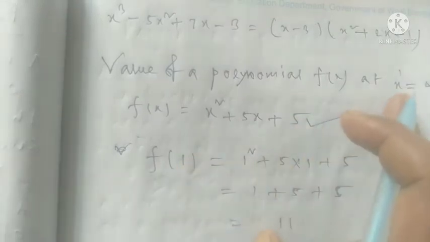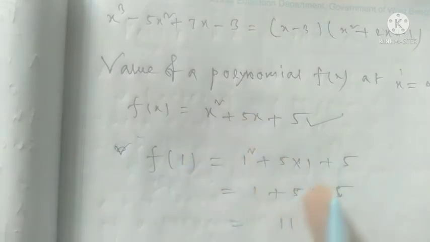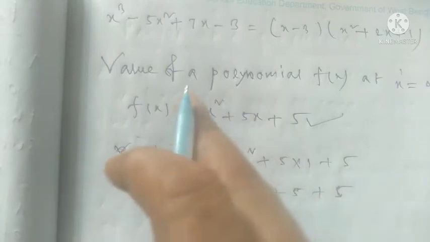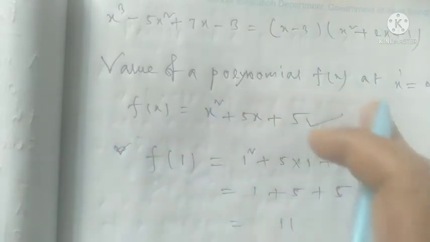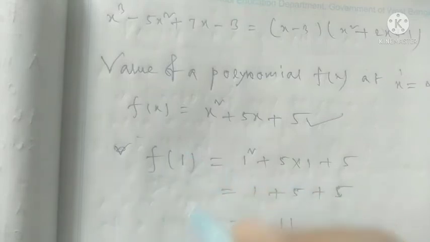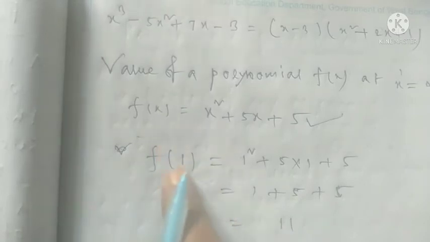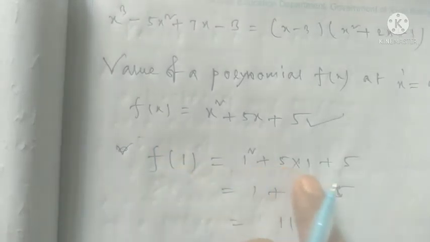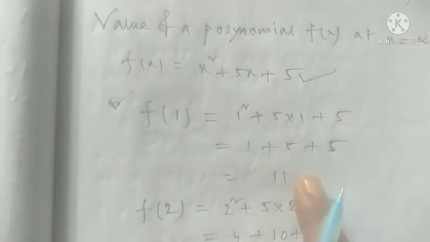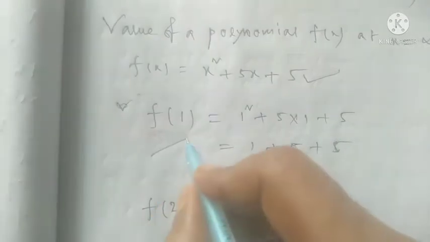You have to evaluate the value of the polynomial f of x at x equal to 1. So you have to put 1 in x. So f of 1 is equal to 1 square plus 5 into 1 plus 5. If you calculate, you get 11. So 11 is the remainder. This is the remainder formula.